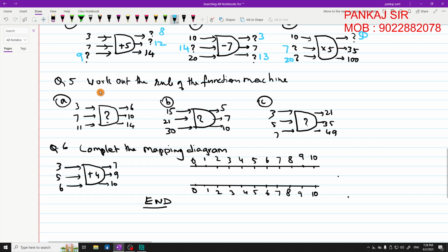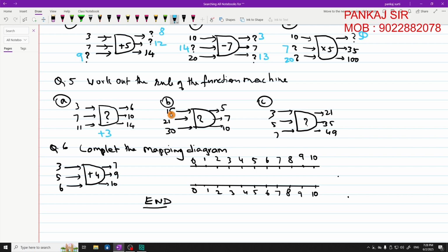Let us come to question number 5. Work out the rule of the function machine. Now here you have to work out the rule. Input and output are given to you. So 3 is the input, corresponding output is 6. 7 is the input, corresponding output is 10. 11 input, corresponding output is 14. Let us see what constant this rule of the function can be chosen. Now if I add 3 to 3, I'll get 6. So 3 plus 3 is 6, 7 plus 3 is 10, 11 plus 3 is 14. So my rule of the function is plus 3.